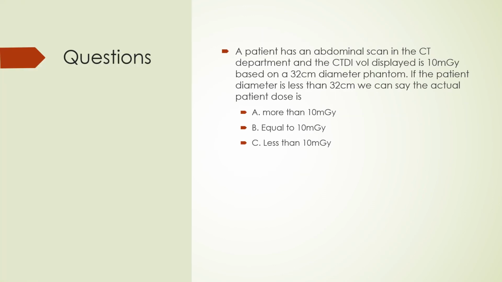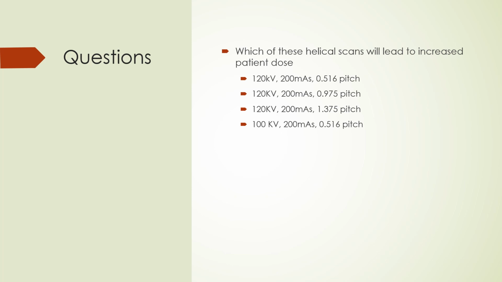Let's finish up with a few questions. A patient has an abdominal scan in the CT department and the CTDIvol is displayed as 10 milligray based on a 32 cm diameter phantom. If the patient diameter is less than 32 centimeters, we can say that the actual patient dose is A, more than 10 milligray, B, equal to 10 milligray, C, less than 10 milligray. The correct choice is A, more than 10 milligray.